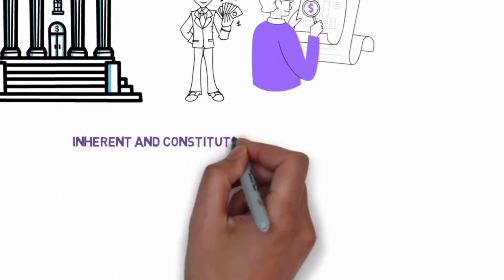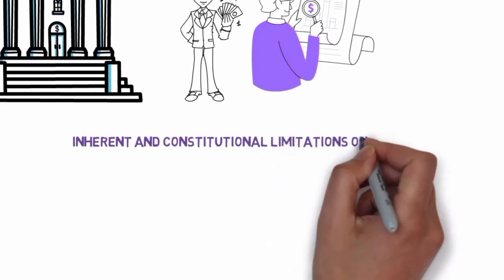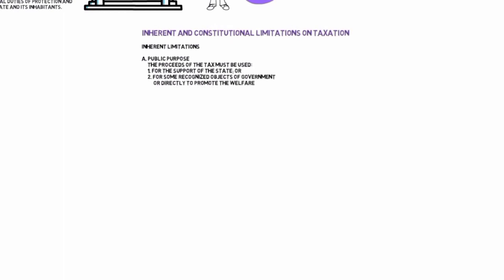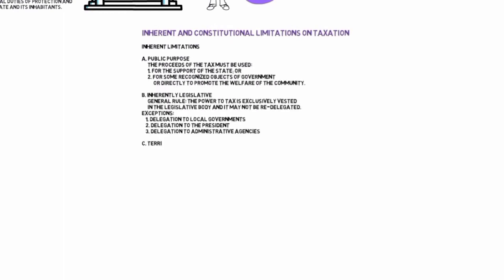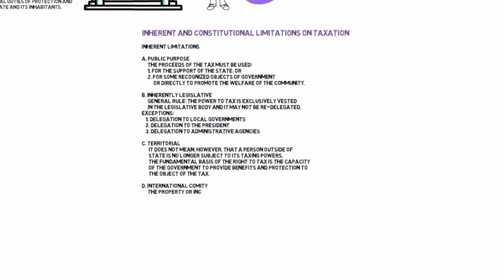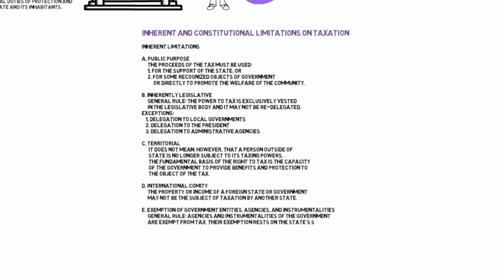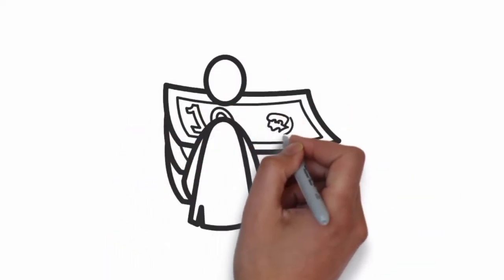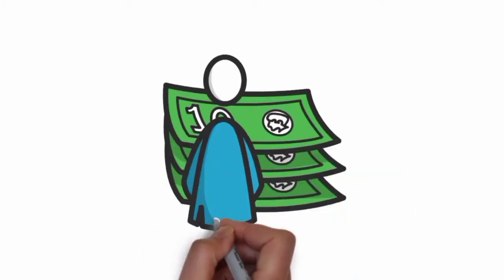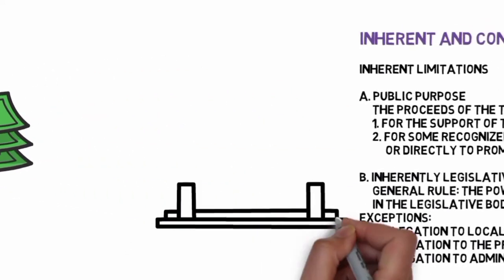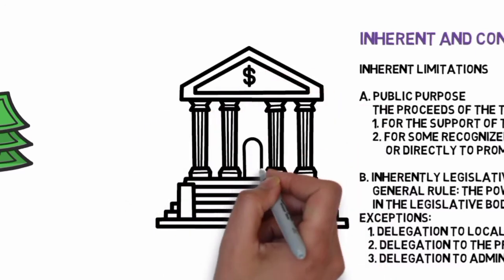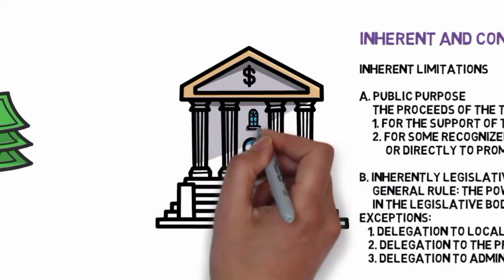Inherent and constitutional limitations on taxation. 1. Inherent limitations. The following are the inherent limitations of taxation. A. Public purpose. The proceeds of the tax must be used 1. For the support of the state, or 2. For some recognized objects of government or directly to promote the welfare of the community. B. Inherently legislative. General rule. The power to tax is exclusively vested in the legislative body and it may not be redelegated.